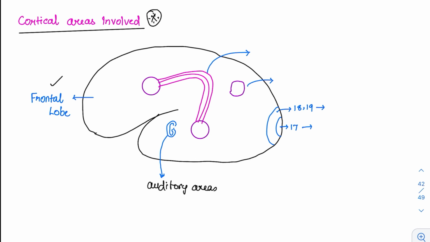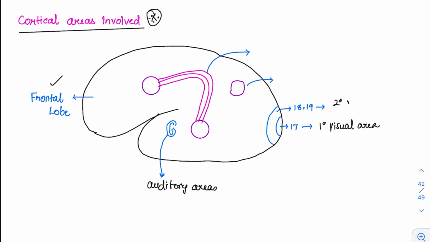Visual areas are present in the occipital cortex. So area number 17 is the primary visual area, and areas number 18 and 19 are the secondary visual area. So these are the most important areas. Once the impulse is received, there are some language and speech areas specifically which will get activated. Now these are the most important ones.